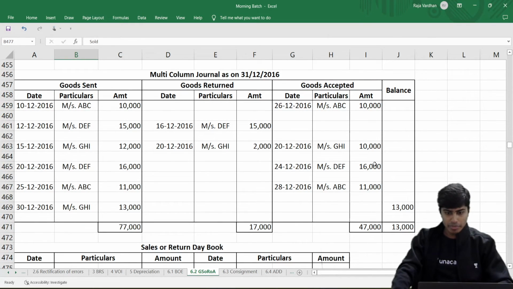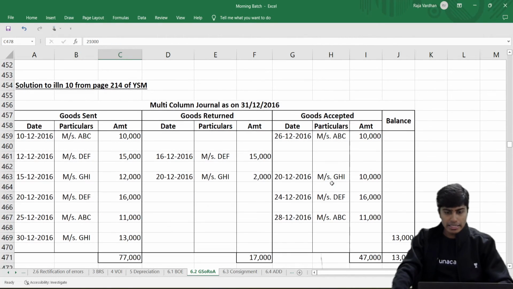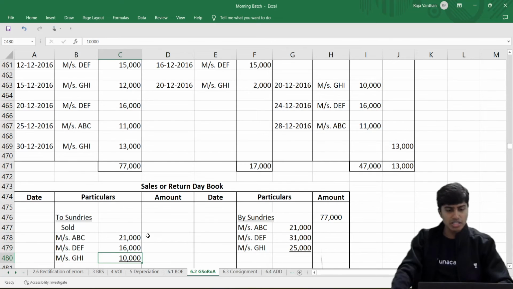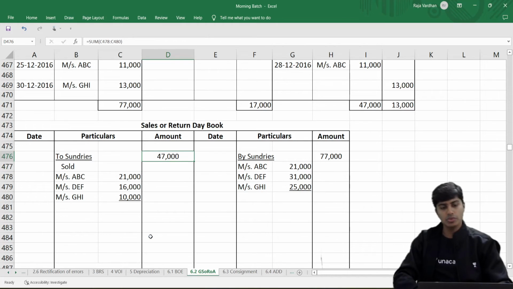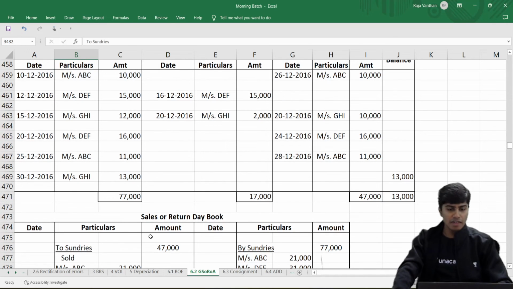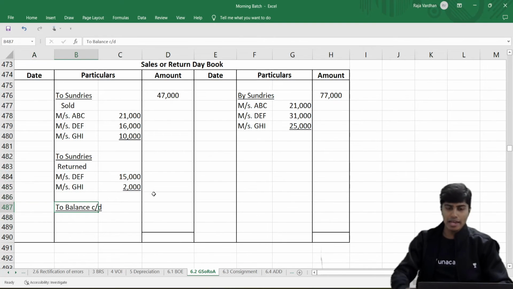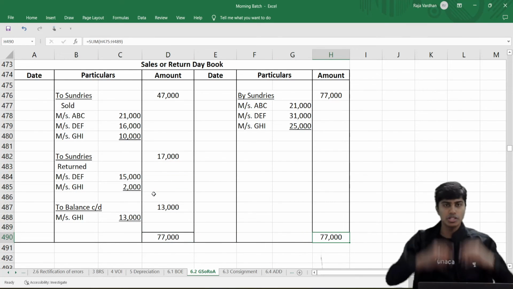Sold, I can take the total here. ABC is 10 plus 11, 21. DEF is 16 and GHI is 10. Altogether it is 37 plus 10, 47,000. And we'll also write a return here, which is 17,000. DEF 15, GHI 2. And we also have balance. This is from GHI 13,000. Ta-da! Total here is 13, here it is 17, and the ledger tallies at 77,000 on both sides.